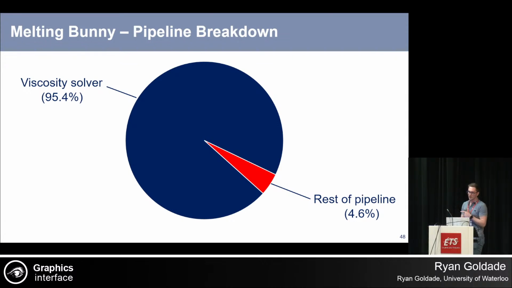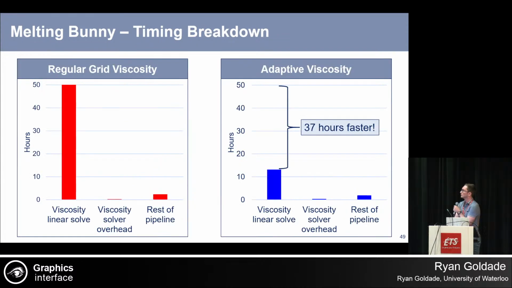and everything else. I briefly mentioned advection, pressure projection. Anything else that's going on is only 4.5% of the time. So this is a huge, huge cost. And so using our adaptive method that we published, we were able to reduce this down by 37 hours for that melting bunny example. So it went from 50 hours to just 13 hours to solve for the viscosity. And the cool thing is that the overhead introduced by adding adaptivity is really small. As you can notice, the overhead component is minuscule.